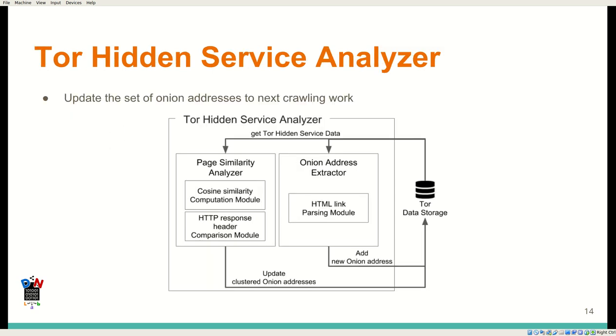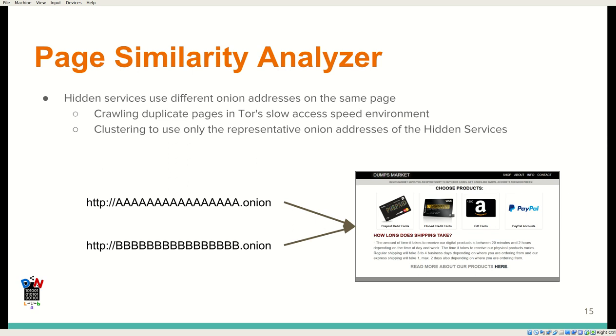The following is the structure of the Tor Hidden Service Analyzer. This module consists of a page similarity analyzer and an onion address extractor. It updates the onion address set for the next crawling. A hidden service can use more than one onion address. In Tor's slow access speed, duplicate page collection is a big waste. The page similarity analyzer clusters duplicated hidden services to collect only representative onion addresses.